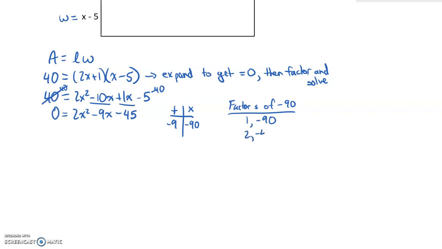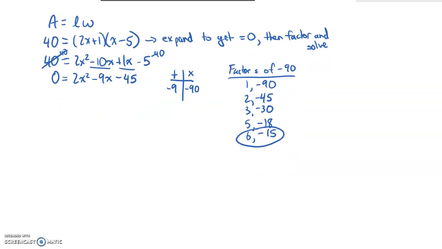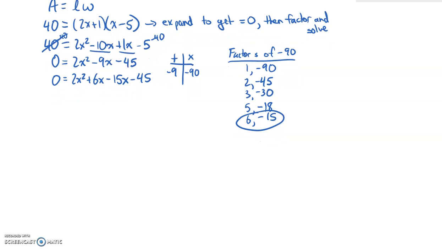We could list 2 and negative 45. We could list 3 and negative 30. We could list 5 and negative 18. Or we could list 6 and negative 15. And there they are. 6 and negative 15 add to negative 9. So we separate this: 2x squared, we decompose it, so we're going to go plus 6x minus 15x minus 45. It's set equal to 0, so we can solve this now.